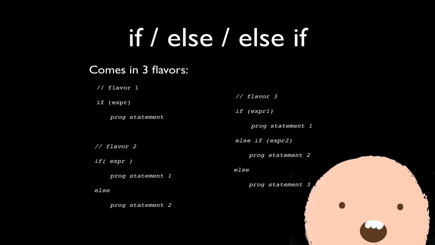So the semantics here are if expression 1 is true, it's going to do program statement 1. Otherwise, if expression 2 is true, it's going to do program statement 2. And if neither of those are true, then it's going to do program statement 3. And keep in mind that each program statement here could be a single statement, or it could be a block with multiple statements in it. And once again, I always use the open curly, close curly brackets in my if statements as well as the loops, as I've mentioned previously.